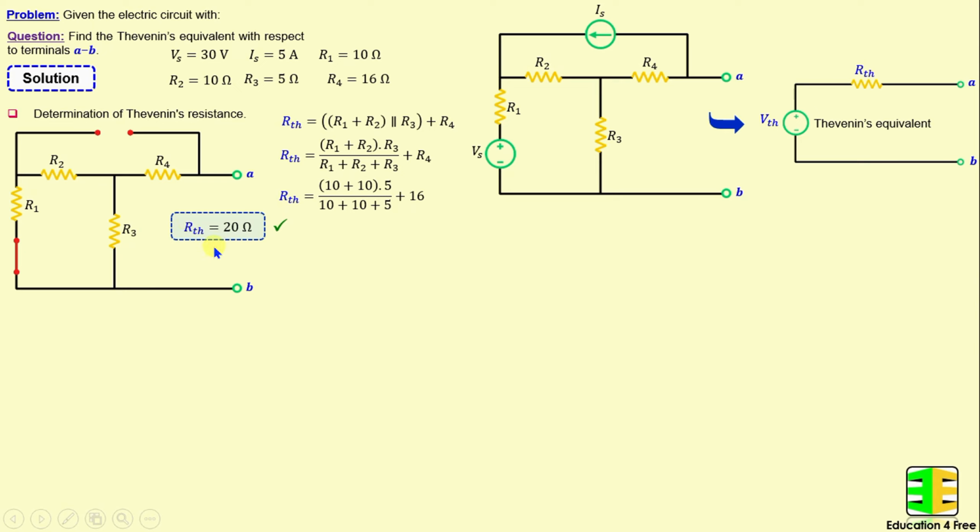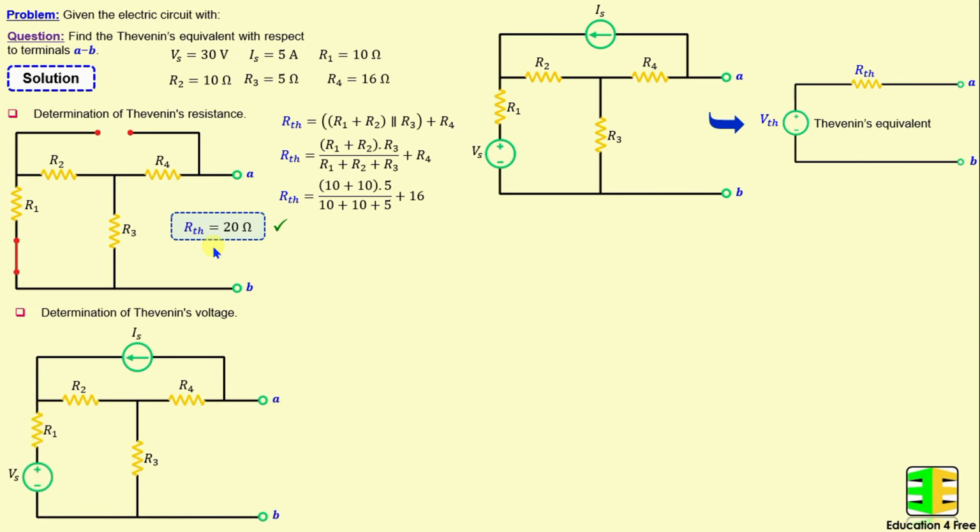After finishing the determination of the Thevenin resistance, we proceed to calculate the Thevenin voltage. The Thevenin voltage is basically the open circuit voltage calculated between terminals A and B. To find the open circuit voltage VOC, I will apply the nodal analysis method. But first I will consider I1 is the current through the resistor R1, I2 is the current through the resistor R2, I3 is the current through the resistor R3, and I4 is the current through the resistor R4.